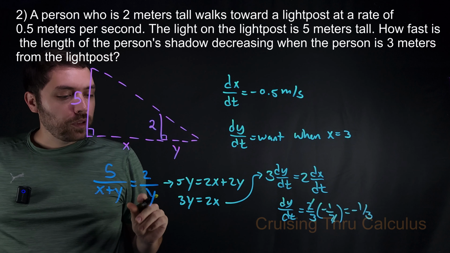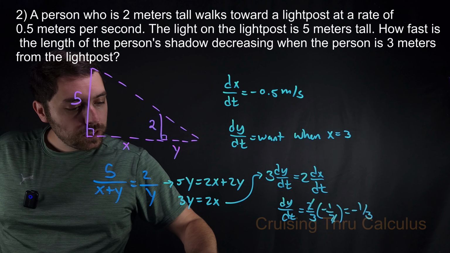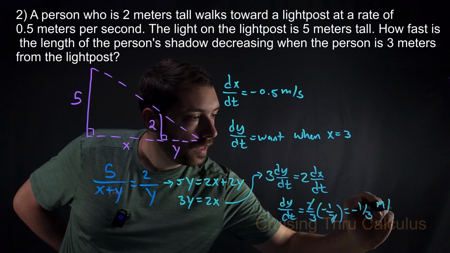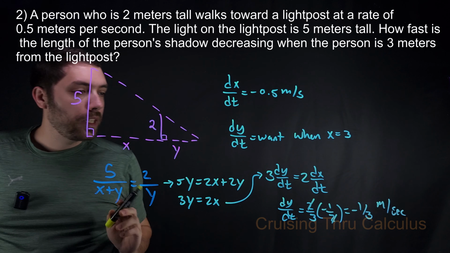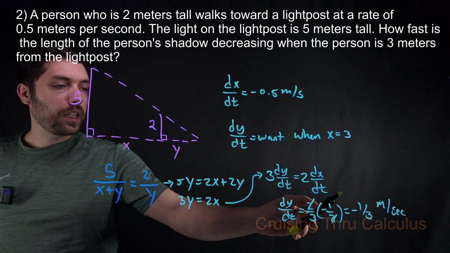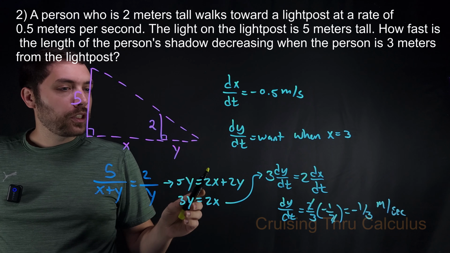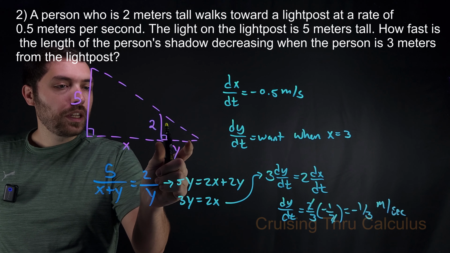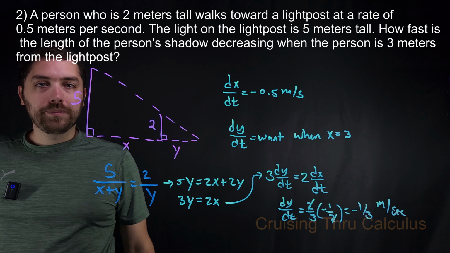And then if you look back at the problem, we were working in meters and seconds. And so our final answer is negative 1/3 meters per second. That is the rate at which the length of the shadow is changing when x is equal to 3.